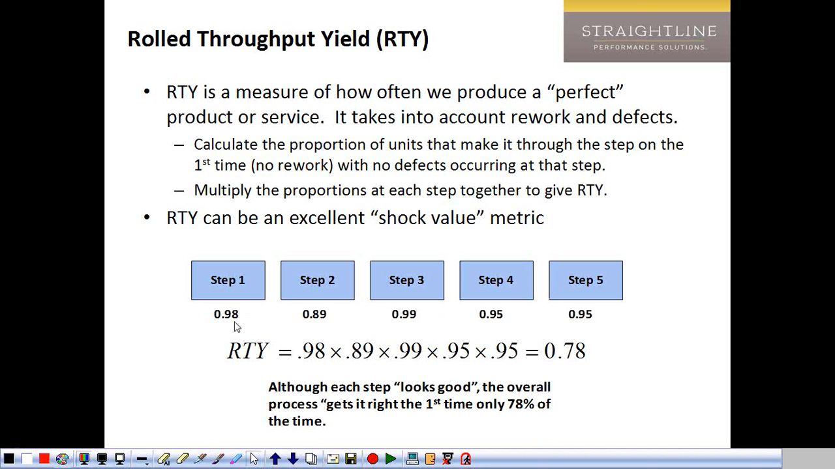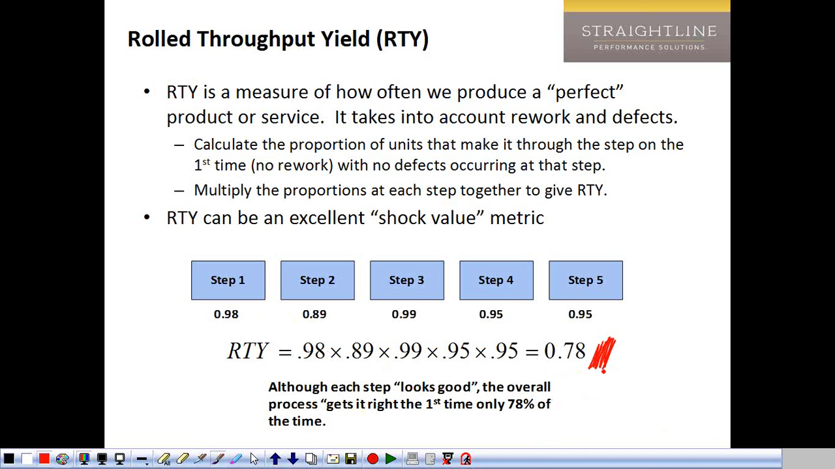Some of the steps are very, very good: 98%, 99%, 95%, 95%. In fact, the worst one is 89%, which isn't all that bad. But yet, if we look at the rolled throughput yield, which is only the stuff that gets through without having to be reworked and without having to be scrapped, it's 78%. So just in this 5-step process, it's gone from 100% to 78%, over 20% scrap or rework.